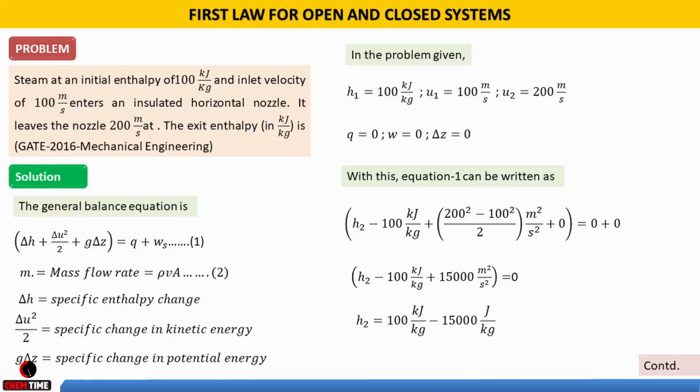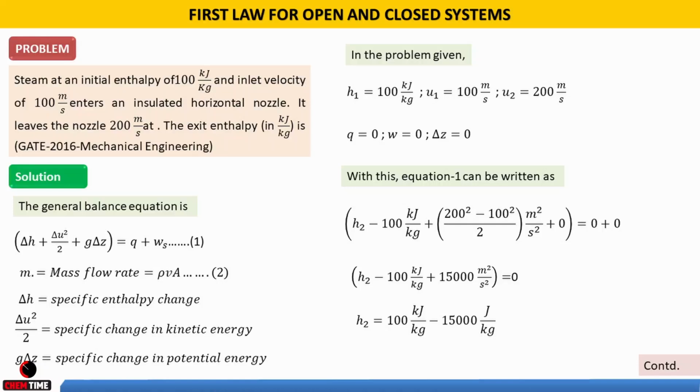The data that is given is inlet specific enthalpy 100 kilojoules per kg, inlet velocity 100 meters per second, the exit velocity 200 meters per second. As we have mentioned, Q is equal to 0, W is equal to 0, and delta Z is equal to 0. With this, the energy balance, the first law of thermodynamics to an open system becomes H2 minus 100 kilojoules per kg plus (200 square minus 100 square) by 2 meter square per second square plus 0 is equal to 0 plus 0. Q is 0 and W is also 0. So therefore, H2 minus 100 kilojoules per kg plus 15,000 meter square per second square equals 0.